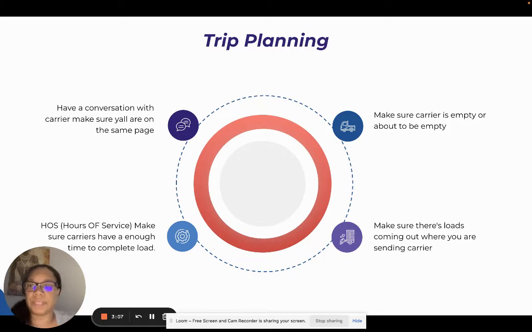You're having a conversation with the carrier to make sure y'all are on the same page. HOS, hours of service: make sure your carrier has enough time to complete the load. Make sure your carrier is empty or about to be empty. Make sure there are loads coming out of where you are sending carriers, right?